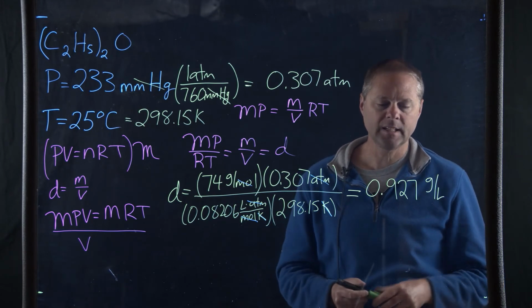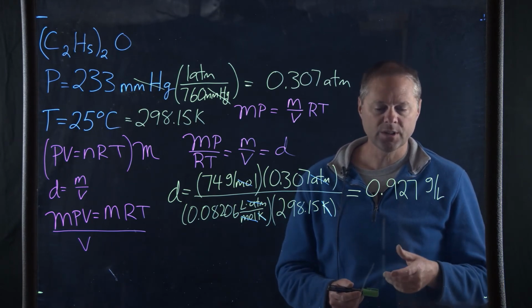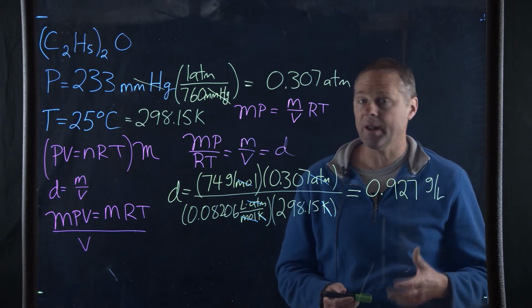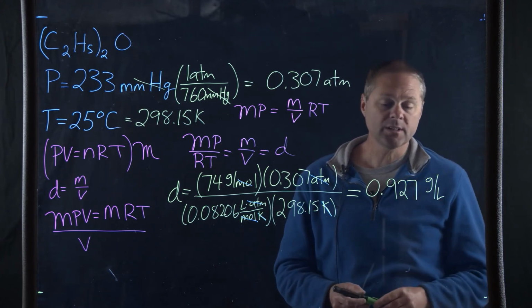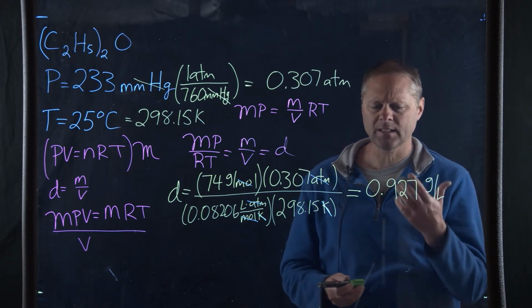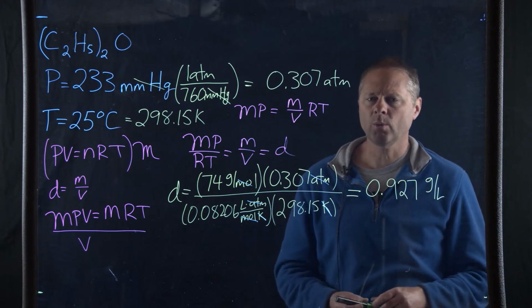For instance, the density of water is 1 gram per milliliter, or 1,000 grams per liter. And so this is approximately 1,000 times smaller than the density of water. But that makes sense because this is a vapor and water would be a liquid.